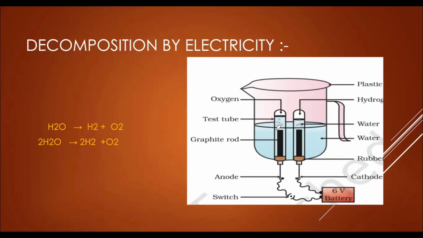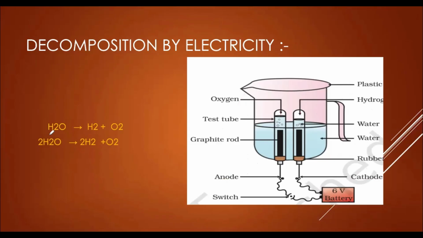Two test tubes filled with water are inverted on the graphite rods. When electric current is passed through water, you will observe the bubbles. These are of oxygen and hydrogen gas. Hydrogen gas is collected at the cathode, that is the negative electrode, and oxygen gas is collected at the anode, that is the positive electrode. You will observe that the hydrogen gas is produced in double amount as compared to oxygen gas.